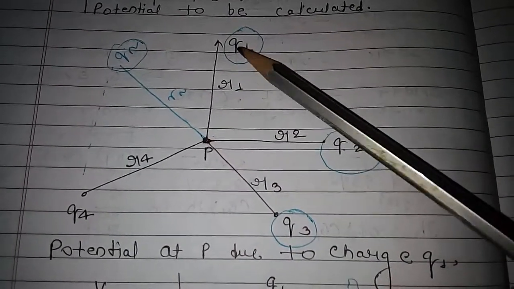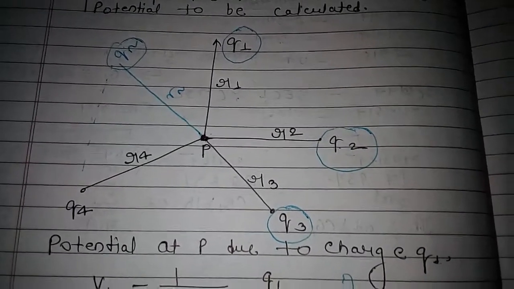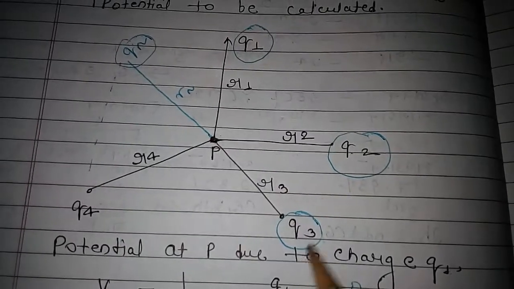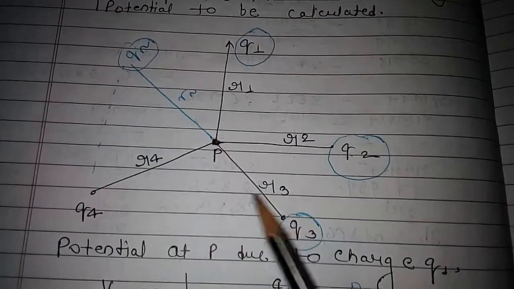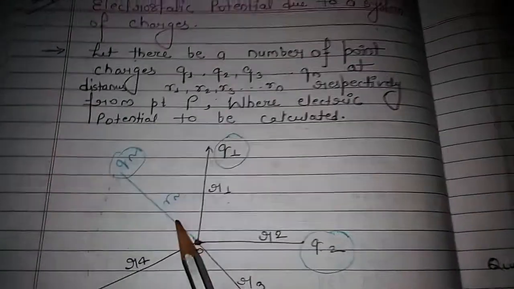See, if charge Q1 is present here, then we will take the distance as R1. If charge Q2 is present here, then we will take the distance R2. If Q3 is present here, then we will take the distance R3. Similarly, for Qn it is Rn. Now see the derivation.